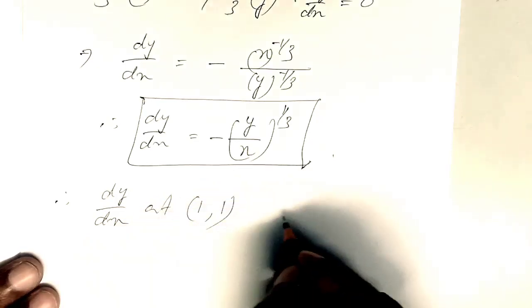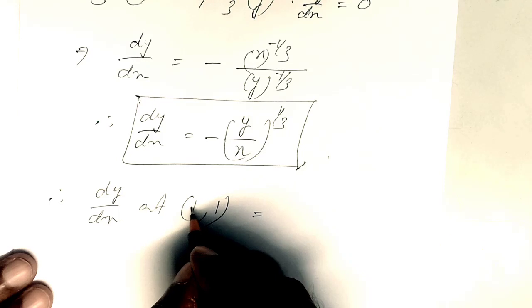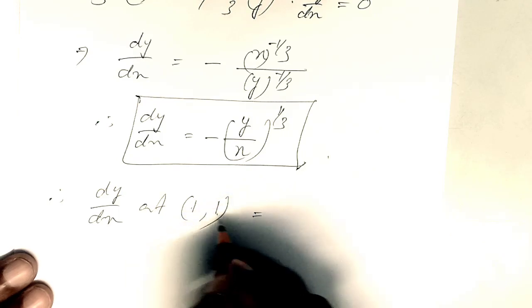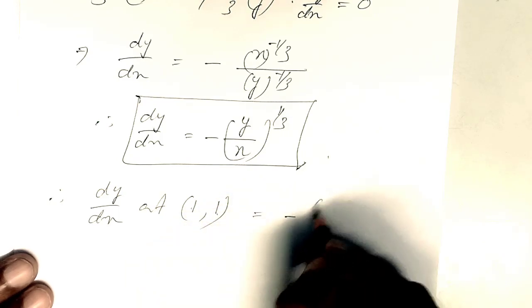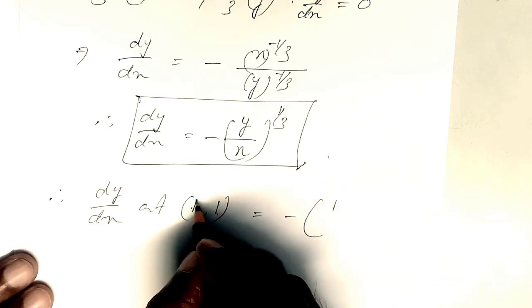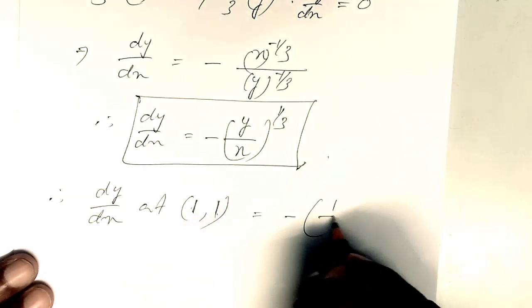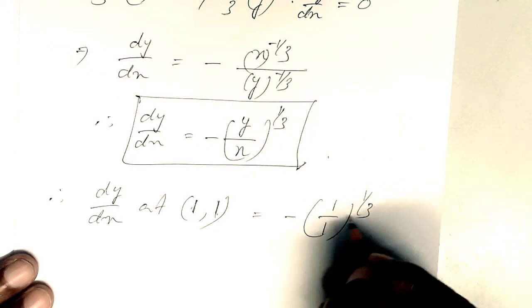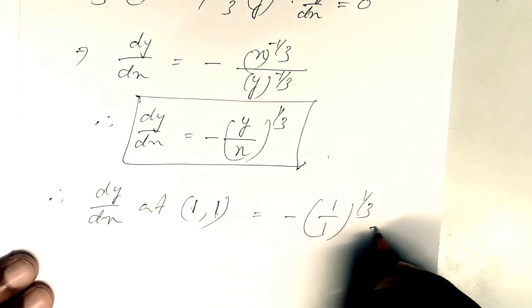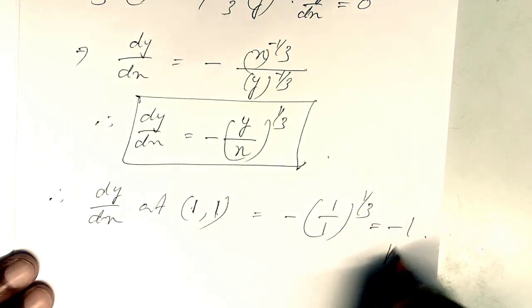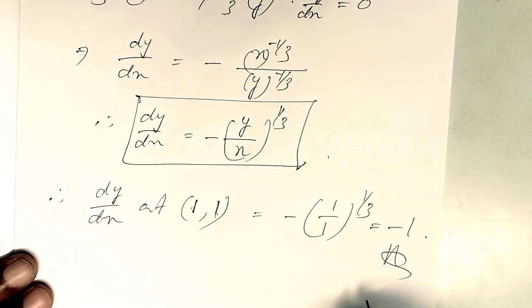What do you mean by this one? That means you have to put the value of x equal to 1 and y equal to 1. The result will be minus, if I put y equal to 1, because x coordinate 1 and y coordinate also 1, (1 by 1) to the power 1/3. That means what is the result? The answer is minus 1. Okay. I hope you are able to understand number 2.